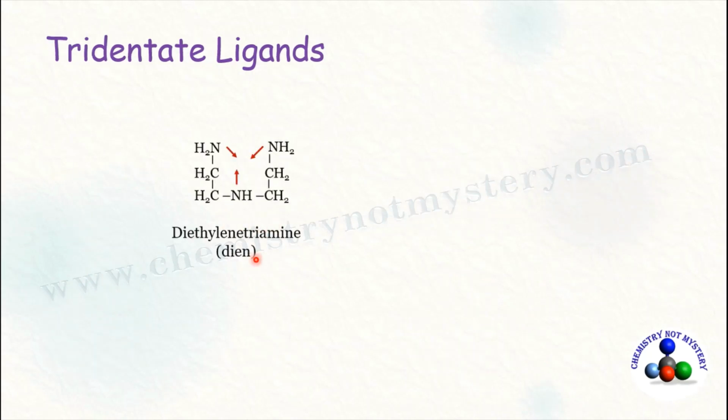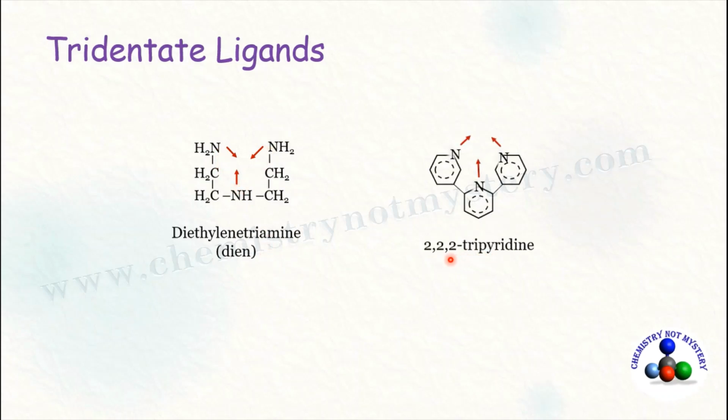Now come to the examples of tridentate ligand. Diethylenetriamine is one example of a tridentate ligand. Here there are three donor sites. Another example is 2,2',2''-terpyridine. Here also there are three donor sites.